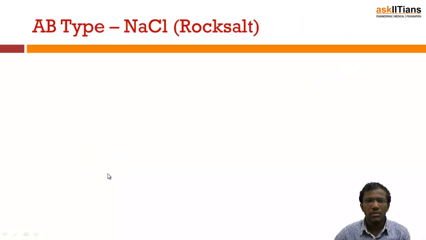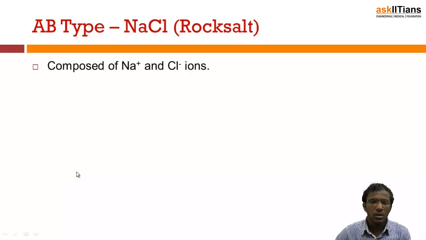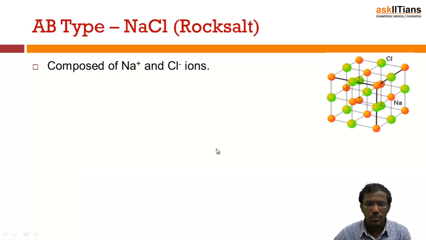Under AB type we have the one which is very important, that is NaCl, sodium chloride, which is also known as rock salt. Let's study the structure of sodium chloride: how the sodium ions and chloride ions are arranged, what the coordination numbers of the cation as well as the anion are, and also the number of sodium ions and chloride ions per unit cell. All these details we will discuss. It is composed of positively charged sodium ions and negatively charged chloride ions. This is the structure of NaCl.